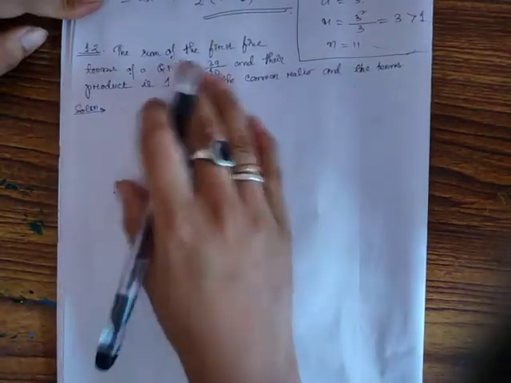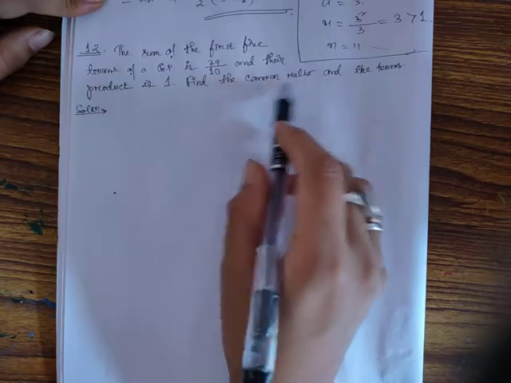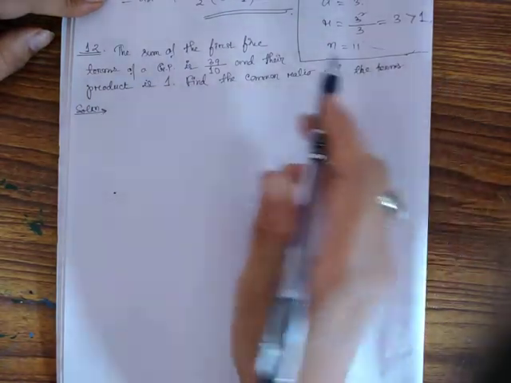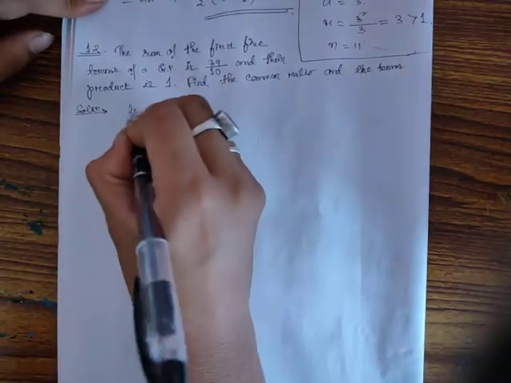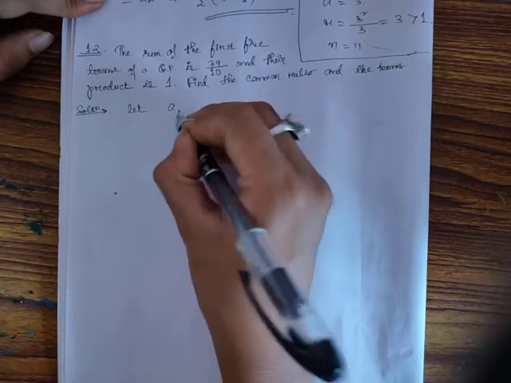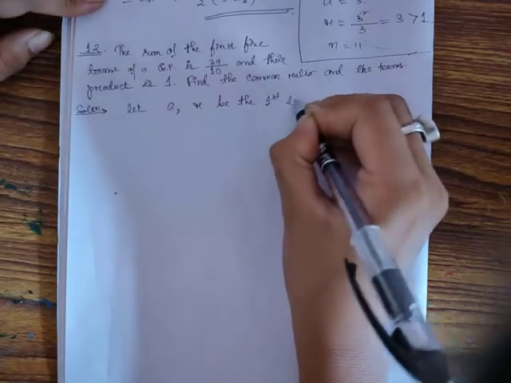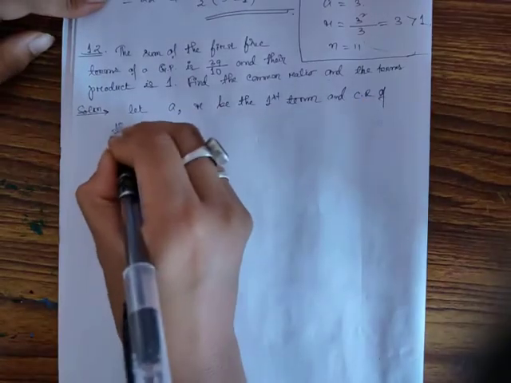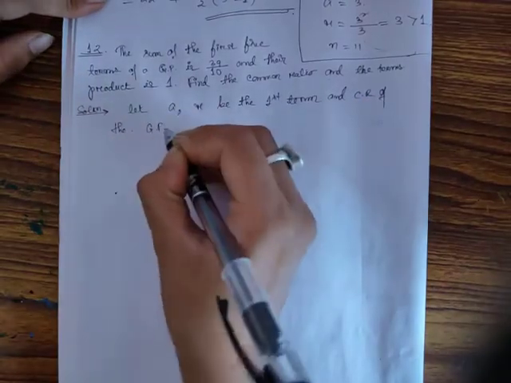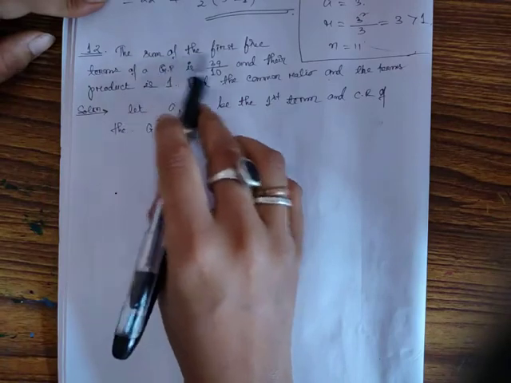Now we discuss question number 12. It says the sum of the first few terms of a GP is given and their product is 1. We have to find the common ratio and the terms. The first term and common ratio are not given, so let a and small r be the first term and common ratio of the GP. Then the sum of the first three terms.